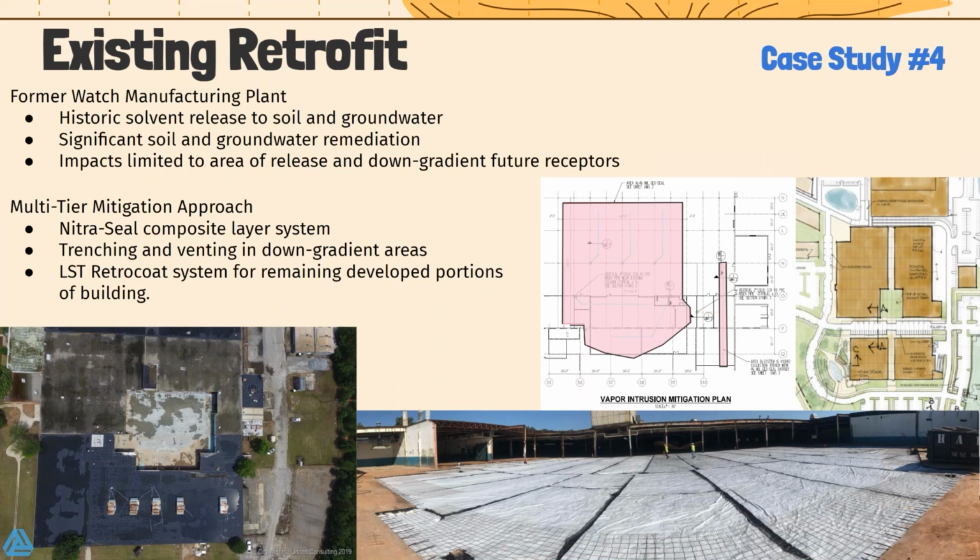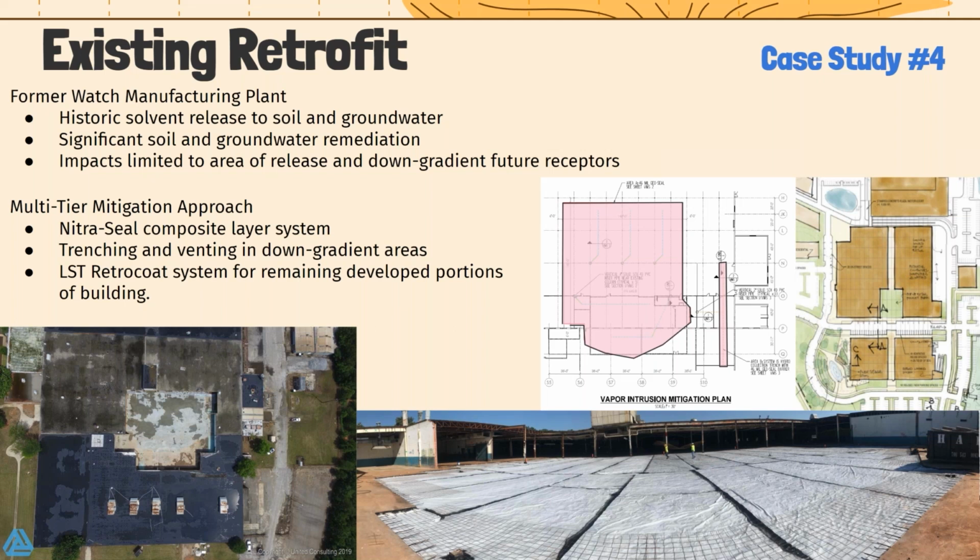Lastly, another example of understanding your conceptual site model. Remember the steps to properly evaluate the risk to the occupants. This former watch manufacturing plant had a historical solvent release to soil and groundwater. Significant soil remediation in the building by United was conducted recently, and groundwater modeling and remediation has gone back as far as 1990.